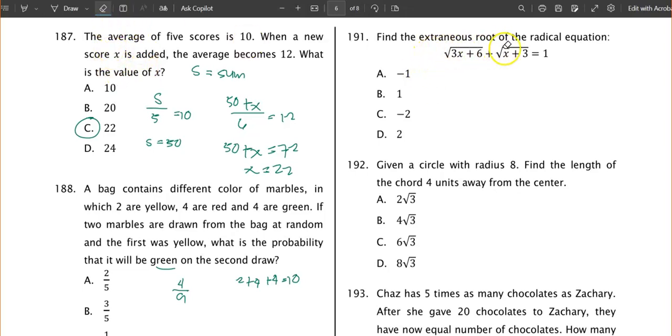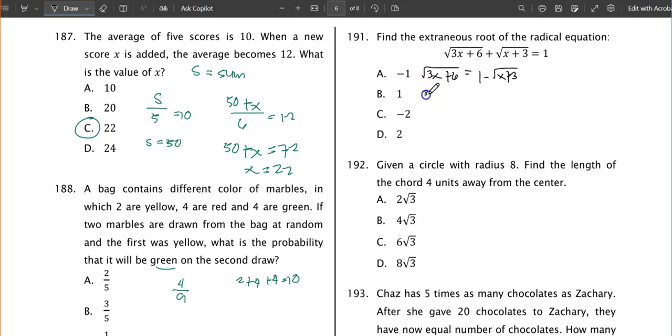Find the extraneous root of the radical equation. So when we say extraneous root, this is actually a root, but it will not make the equation correct. So what we're going to do here is solve for x. We will write 3x plus 6 equals 1 minus root x plus 3.